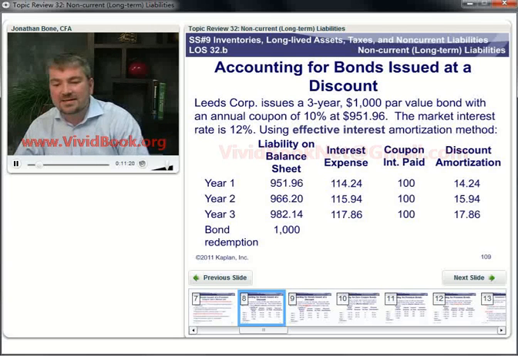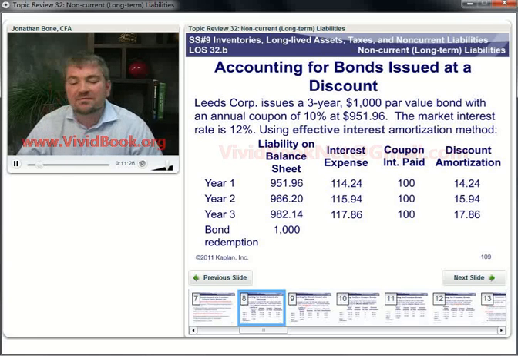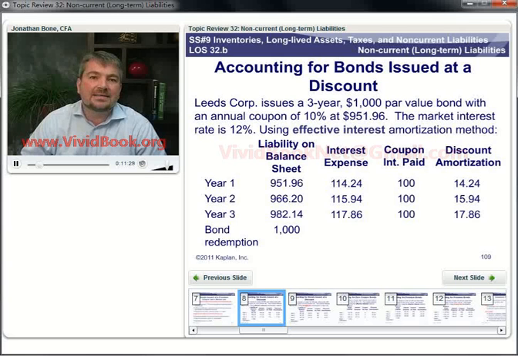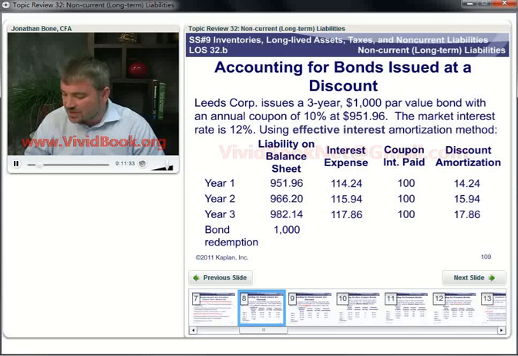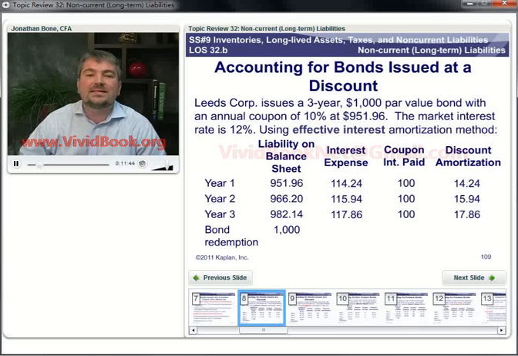Now, two things happen to this amortization of the discount. It's added to the interest expense, which is why we show 114.24. The other side is it gets added to the liability. So the end of year one, beginning of year two, take your initial liability, 951.96, add on the amortization of the discount, so plus 14.24, and you'd have a liability sitting in your balance sheet at the end of year one, beginning of year two, of 966.20.